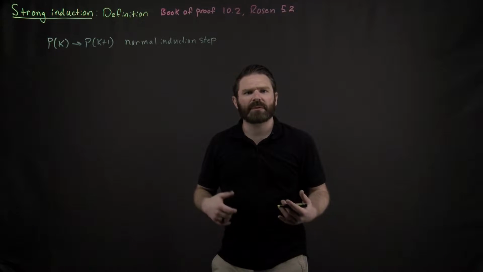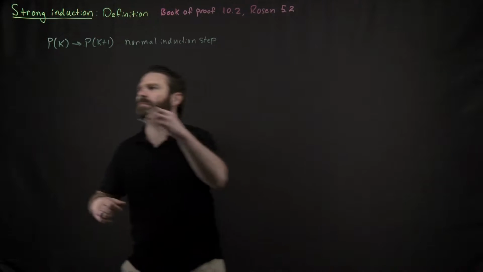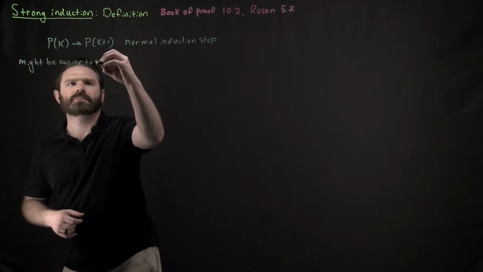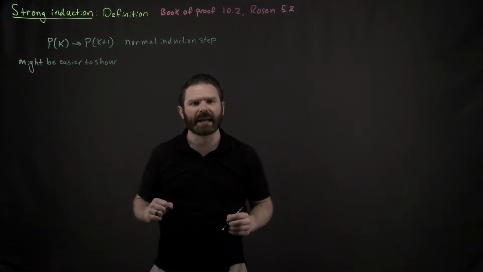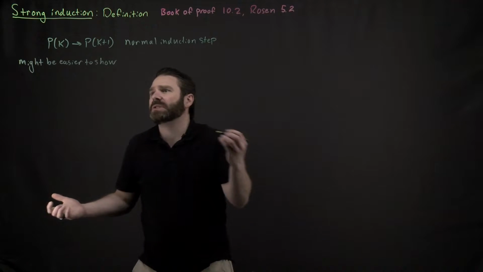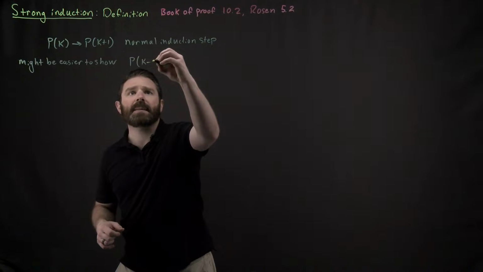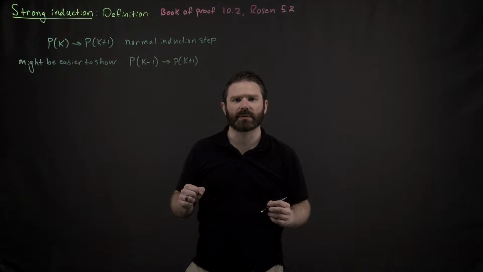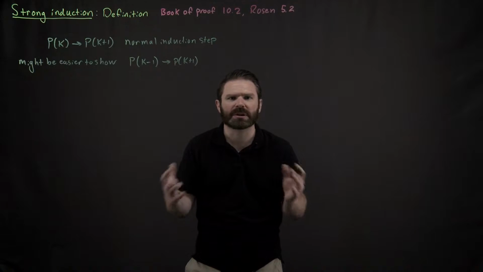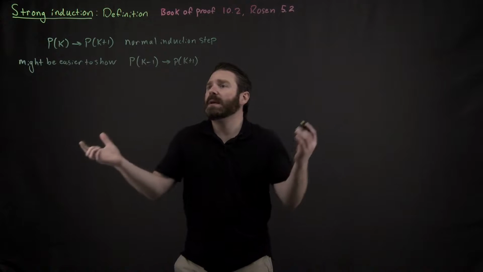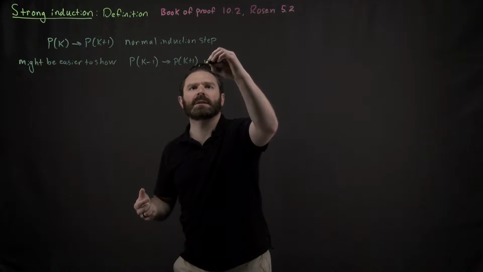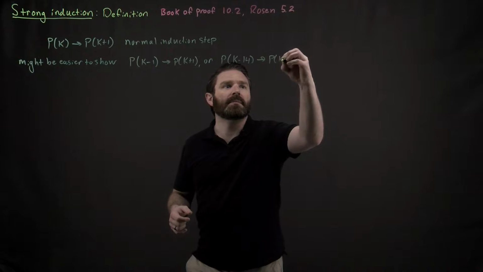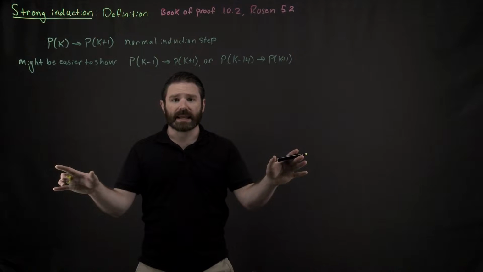What happens if maybe it was easier if instead of showing P of k implies P of k plus 1, what if it was easier to show that P of k minus 1 implies P of k plus 1? Maybe because the algebra works out easier or something like that. Or maybe it's easier to show that P of k minus 14 implies P of k plus 1. Some other case like this.